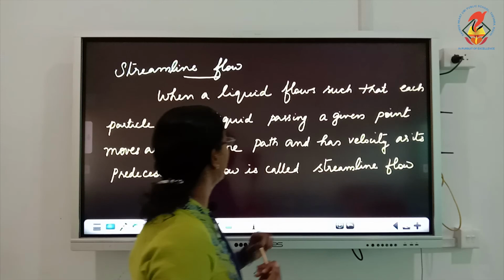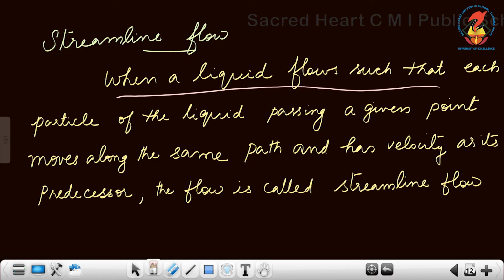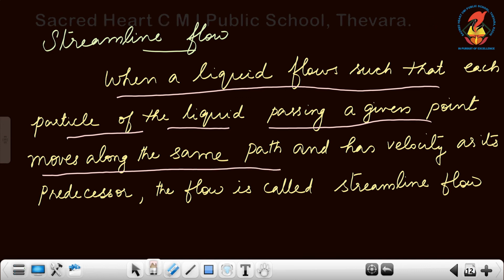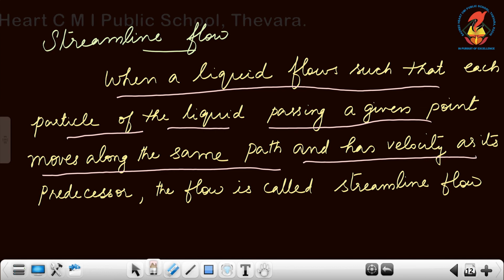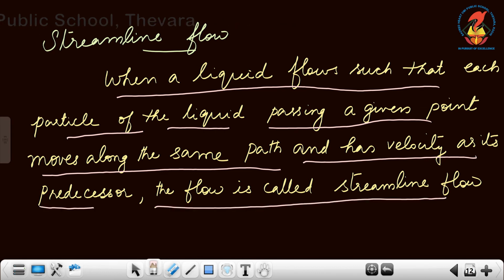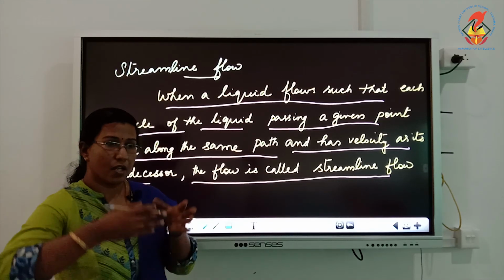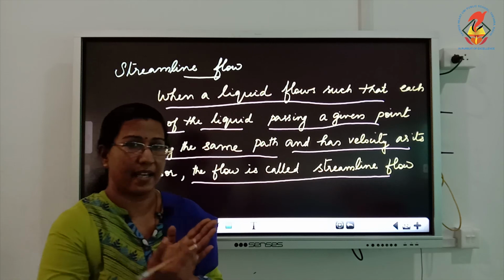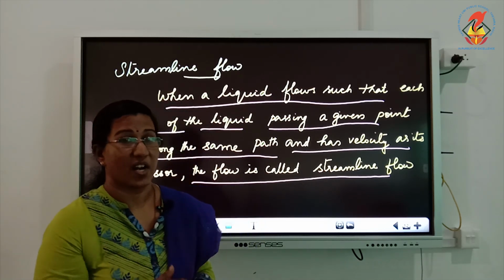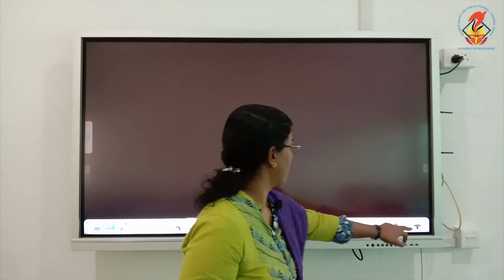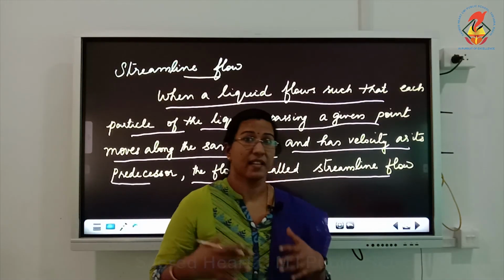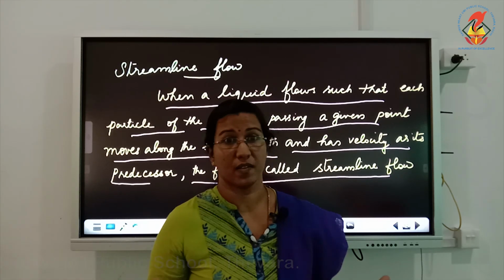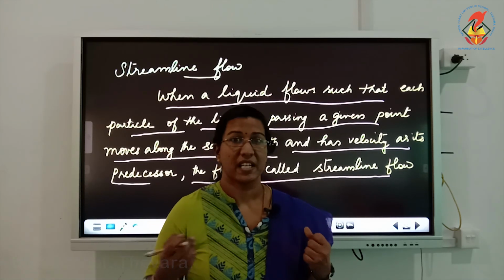Okay, so let us define what is streamlined flow. When a liquid flows such that each particle of the liquid passing through a given point moves along the same path in the same direction and has the same velocity as its predecessors, then the flow is known as streamlined flow. Each particle should have the same speed, same direction, and follow the same path as its preceding particles. And if such a condition is not satisfied, then the flow is known as turbulent, which means the velocity and the path of the particle keep on changing throughout the flow. Each and every particle has different velocities throughout the flow in different directions, and such flow is known as turbulent flow.